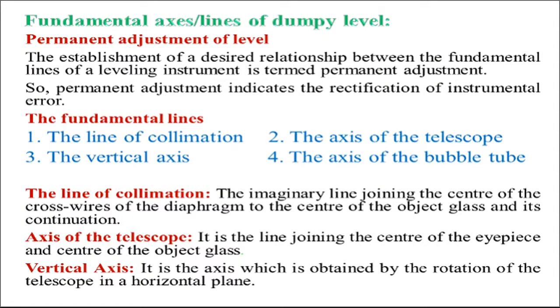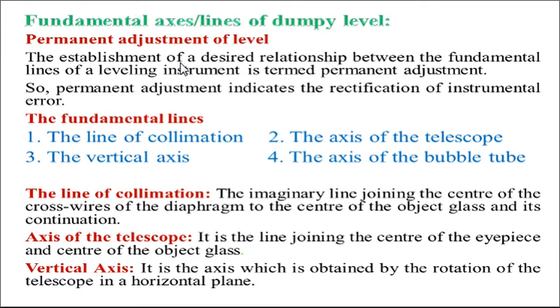Next, the fundamental axes or lines in a dumpy level, which is also called the permanent adjustment of a dumpy level. For the permanent adjustment of the dumpy level, the relation between these fundamental lines plays a very important role. So what is meant by permanent adjustment of a dumpy level? We have seen the temporary adjustment, and now we are going to study the permanent adjustment of the dumpy level.